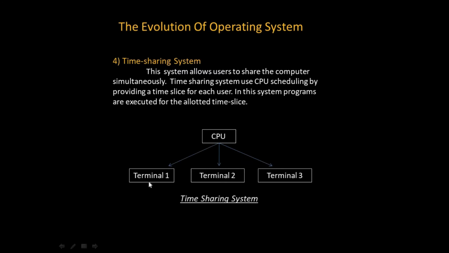So let's take, for example, terminal 1 has 5 seconds to use the CPU. After 5 seconds, the CPU is allocated to terminal 2, and once terminal 2 is finished for 5 seconds, then the CPU will be allocated to terminal 3. So this is going to go on till all the processes are finished.